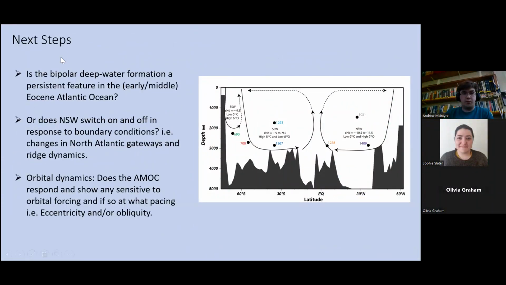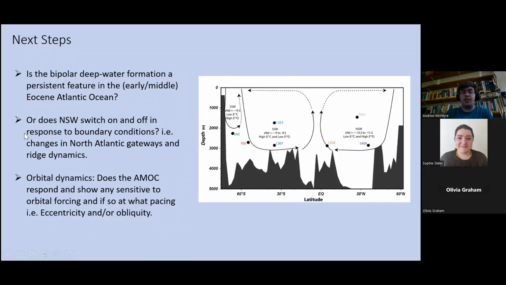So the next steps for this work: the study that I looked at was a very short interval of time. Now we want to broaden that to see whether this bipolar deep water formation that we found was a persistent feature across the early Middle Eocene, but also more broadly across the Paleogene. Or, with the northern source waters we found, was it switching on and off? Was this deep water formation a permanent feature, or was it switching on and off?